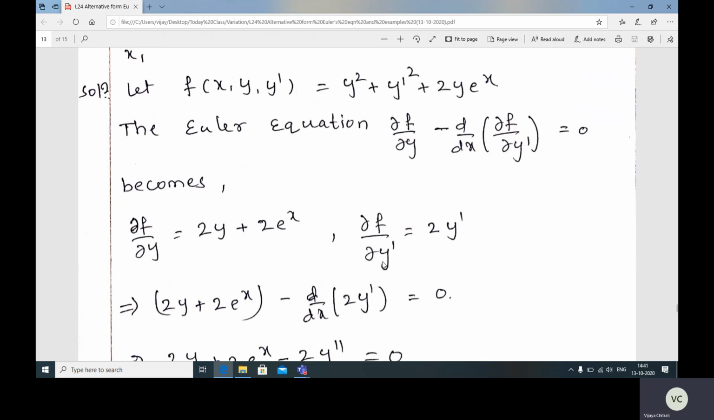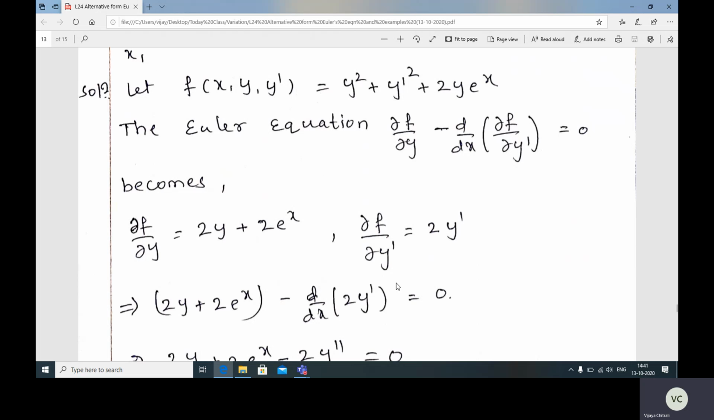Now dou f by dou y dash. So y square is constant, so this is 0, and 2y e raised to x is also constant, since y is constant, e raised to x is also constant, and 2 is also constant. So differentiation of this constant is 0. Left is y dash raised to 2 with respect to y dash. You will get 2y dash.